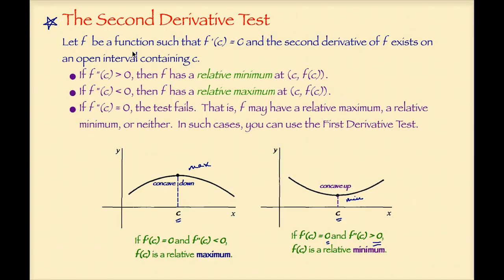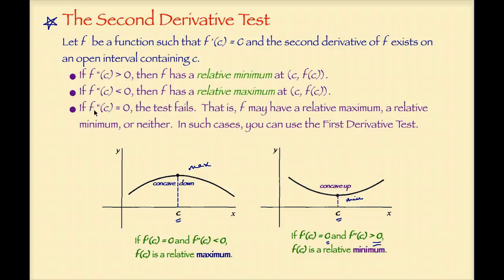Let f be a function such that f prime of c equals 0. In other words, c is a critical number because the first derivative is 0 there. And the second derivative of f exists on an open interval containing c, our critical number. If the second derivative at c is positive, then f has a relative minimum value at that point. If f double prime, the second derivative, is negative, then f has a relative maximum value at that point, c.